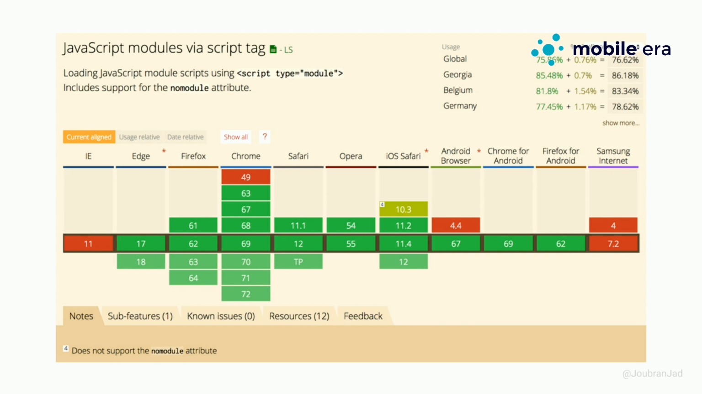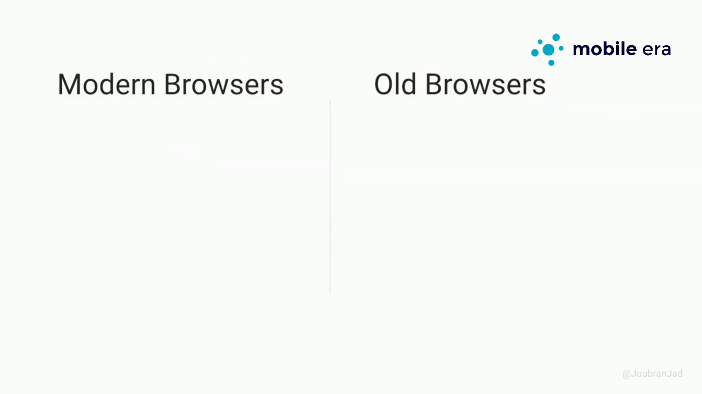It has really good browser support. That's 75%. It was also, I think, rolled out more or less at the same time by all browsers. Let's take a comparison of modern browsers now and old browsers and see what we're doing. Modern browsers support script type equals module, whereas older browsers don't know what it means, so they simply ignore it. So if you have a script type module in an old browser, it just doesn't run.